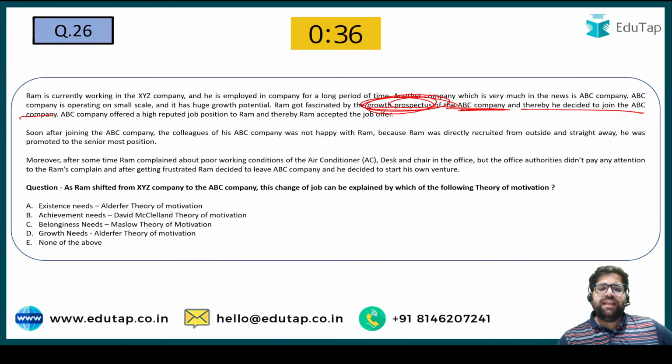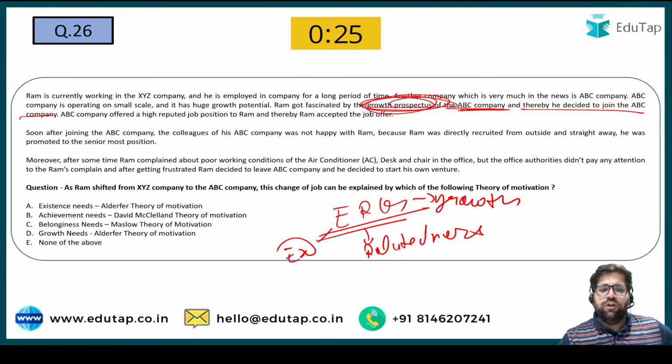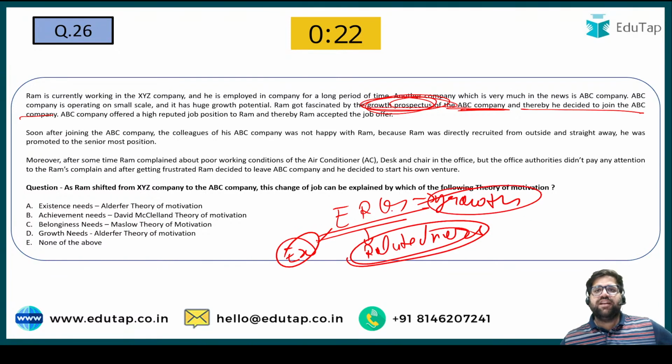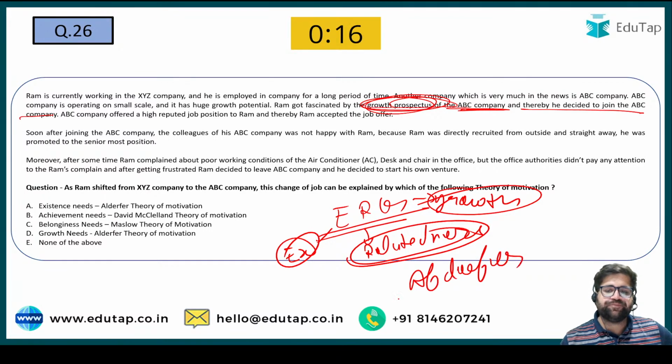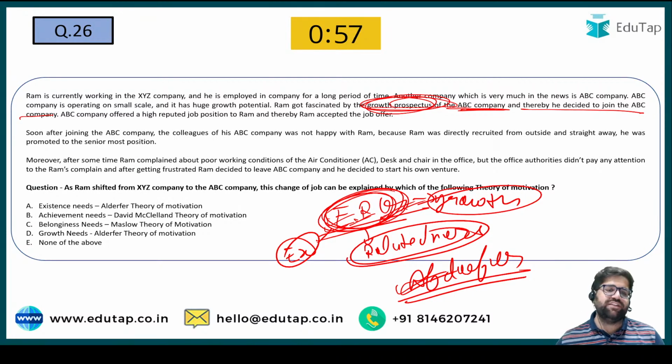If you see ERG theory, my friend, ERG is existence, relatedness and growth. All these different parameters have been given by Alderfer. Sorry, not Clayton Alderfer's name slip, it has been given by Alderfer, my friends. All the different components of ERG theory are very easy to understand. Existence is about basic physiological needs and safety needs of Maslow. Relatedness needs is all about belongingness needs of Maslow. Growth need is all about self-esteem needs as well as self-actualization needs of Maslow.